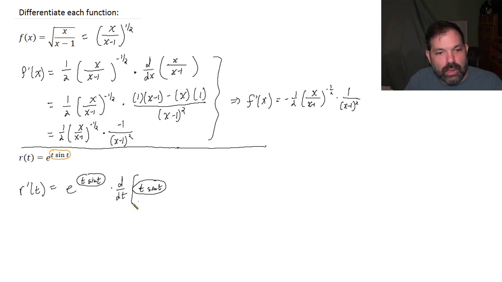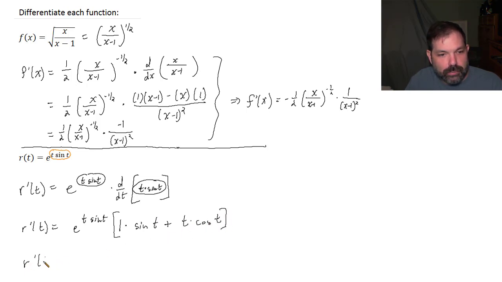All right, so calculating that derivative, the derivative with respect to t of t sine t, that is a product. That's the product of t times sine t. So I'm going to have to use a product rule there. So then r prime of t is e to the t sine t, and then applying the product rule, I'd have 1 times sine t plus t times cosine t. So then r prime of t is e to the t sine t times sine t plus t cosine t.